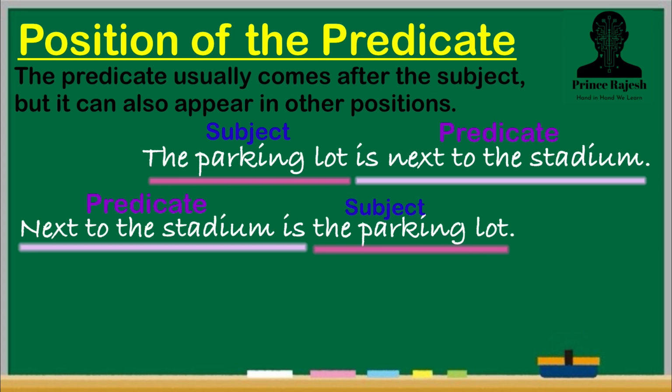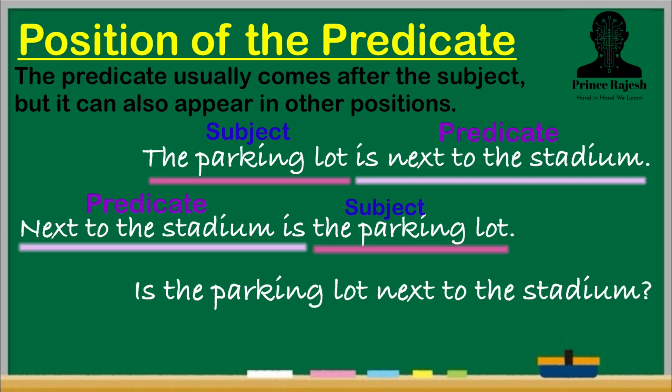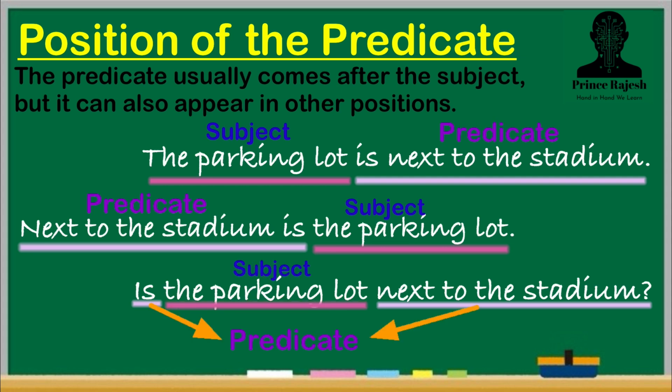Now let's see an example with predicate partly before and partly after the subject. Is the parking lot next to the stadium? Here is and next to the stadium are the predicate and it is used partly before and partly after the subject, the parking lot. I hope you all understood the lesson.